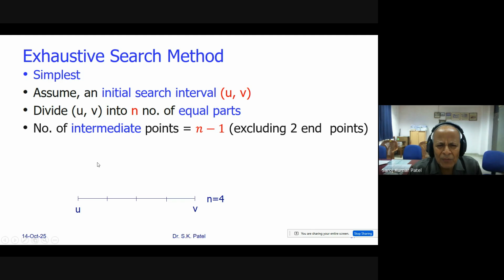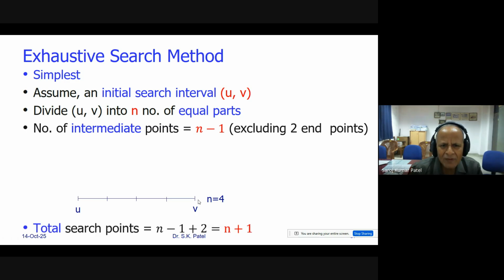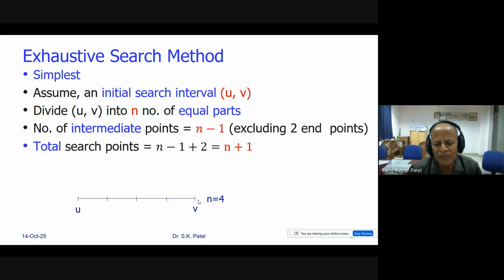So these three are intermediate points, and u and v are the exterior points, the boundary points. If n is equal to 4, we'll have three intermediate points. So in general, you can say n minus 1 intermediate points. And there will always be two boundary points at u and v. So the total number of points will be n plus 1. That is 4 plus 1 is equal to 5: 1, 2, 3, 4, 5. At these 5 points, we have to find out the value of f. So the total number of search points will be n plus 1, and intermediate points n minus 1.